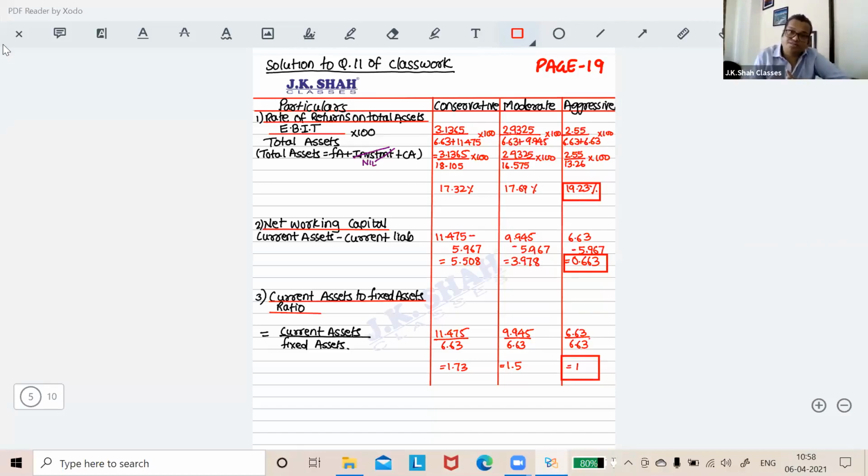In moderate approach, risk and return both are moderate. That's it.